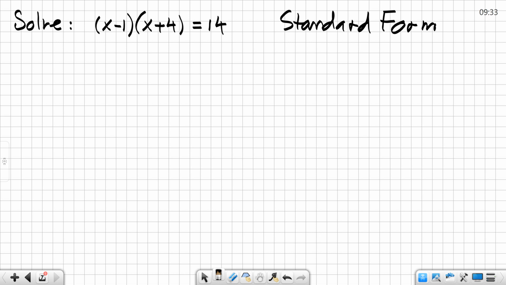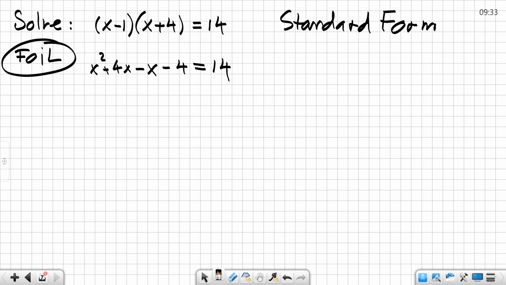So x minus 1 times x plus 4, remember, we are foiling this whole thing out. First, outer, inner, last. X times x is x squared. X times 4 is 4x. Negative 1 times x is a negative 1x. Negative 1 times 4, that's a negative 4. All right, I combine like terms. I have a 4x and a negative 1x. These combine. These will be a positive 3x.